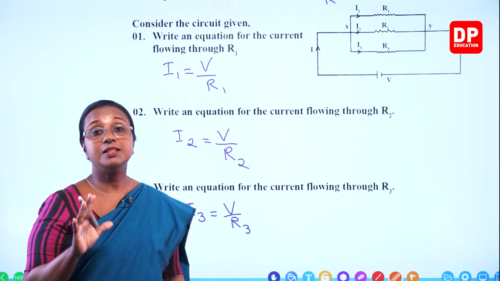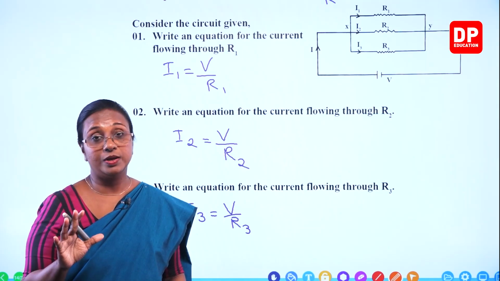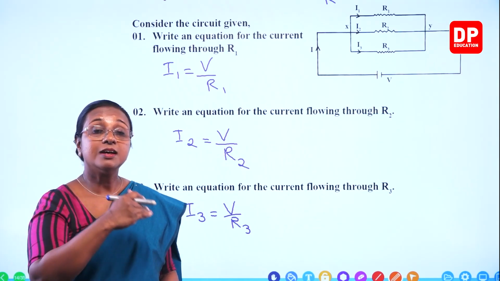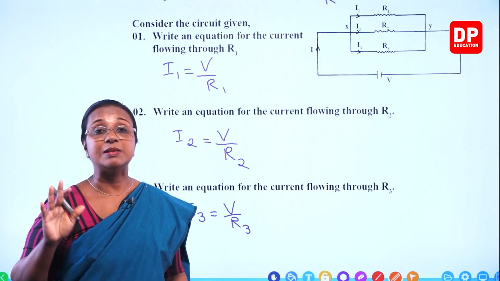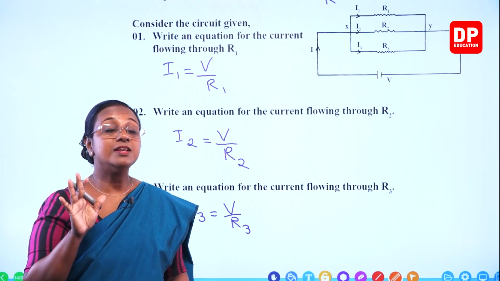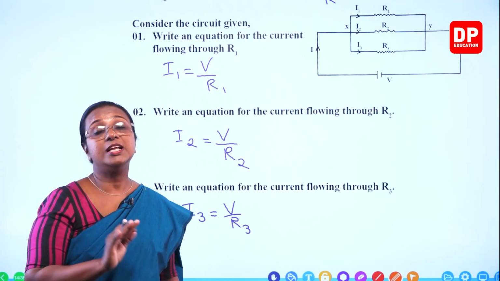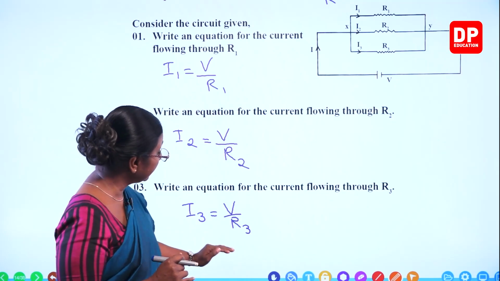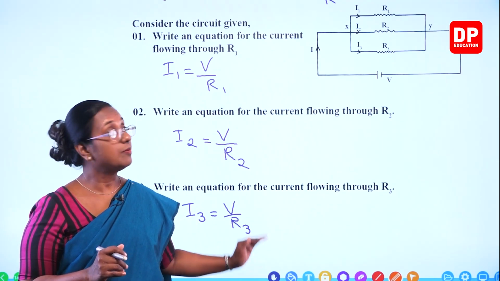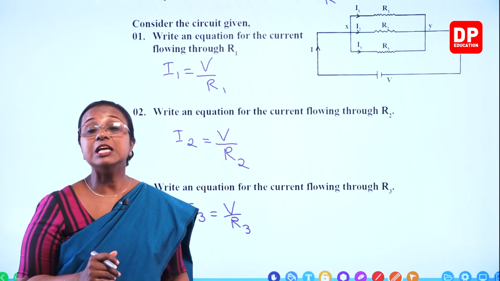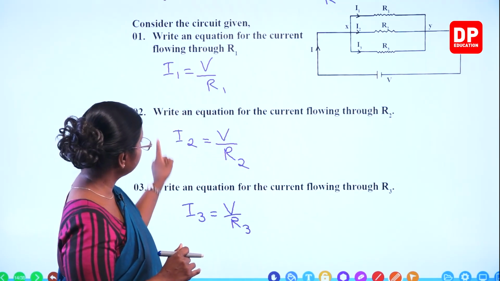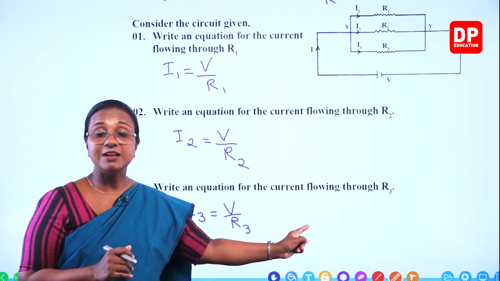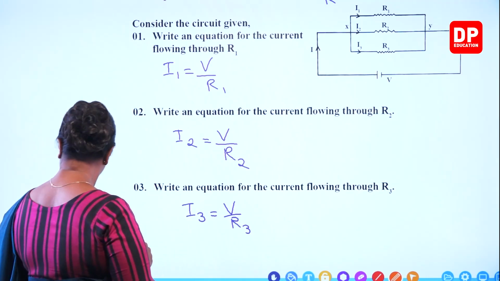But if the resistors have equal resistance, then the current flowing through the resistors will be equal. If the resistors are different, accordingly the current flow will be also different. So, this is how we get the relationship to calculate the equivalent resistance using these equations. So, I'll move on to the next slide where we continue the question.